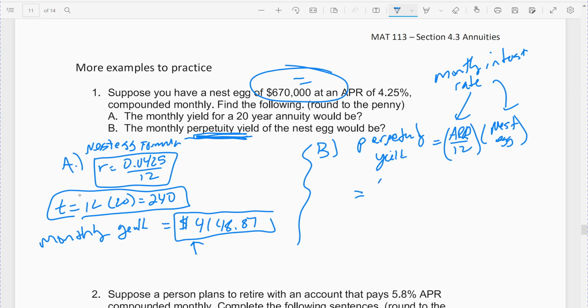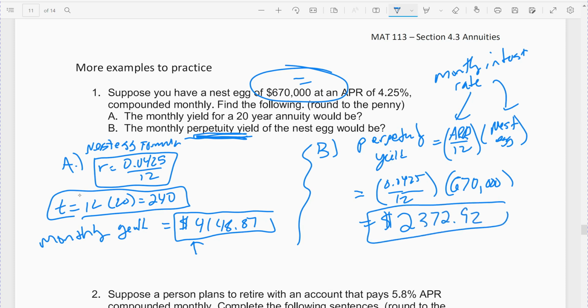Right, so in this case, it's 0.0425 divided by 12 times our 670,000, and it comes out to be $2,372.92. So this is only interest, which means technically this account could last forever. If you never, ever touch the principal and only take out the interest, that money stays in there forever. Versus the first case, where you're taking out both the interest plus some of the principal.